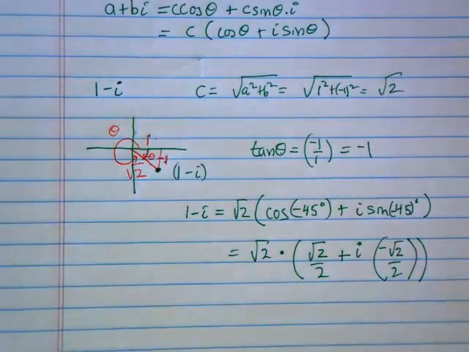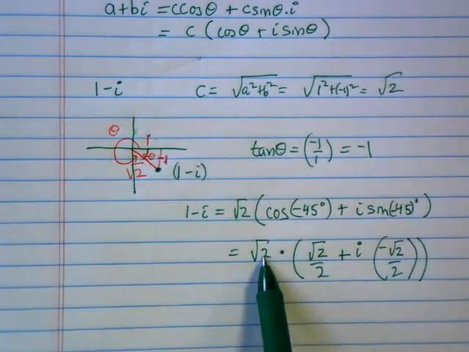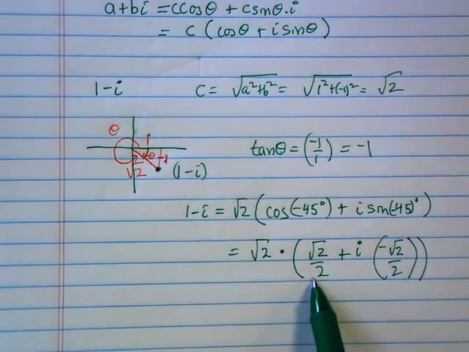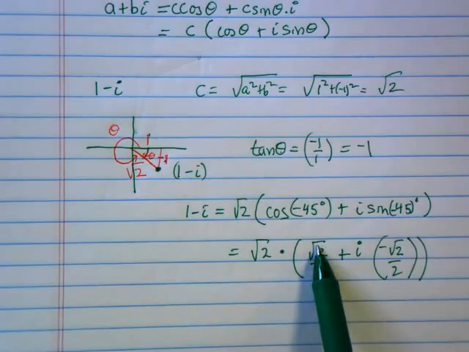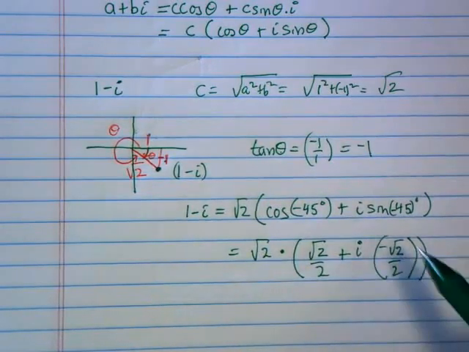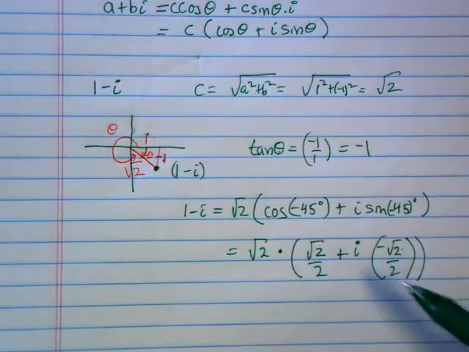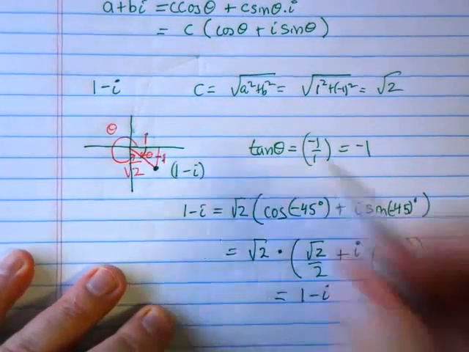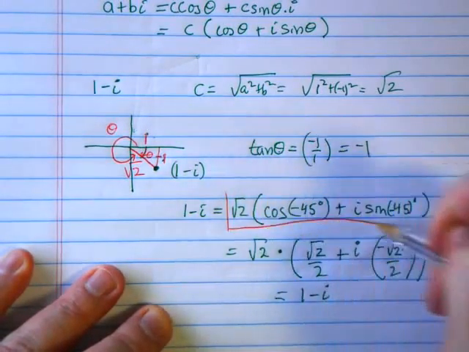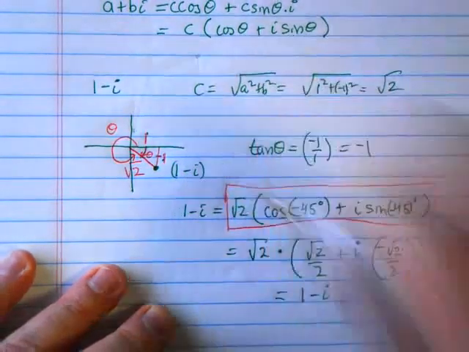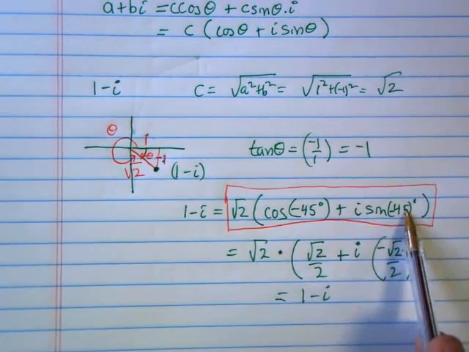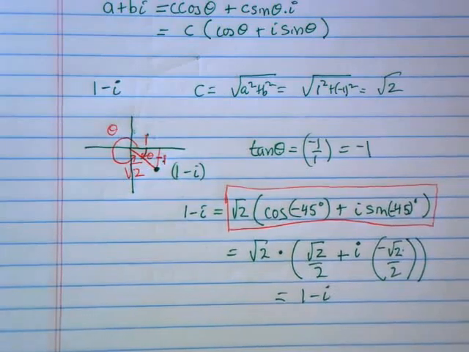And then what would happen if I took the square root of 2 and distributed it in? What's the square root of 2 times the square root of 2 over 2? 1, because square root of 2 times square root of 2 is 2. Same thing here. This is going to be reduced to 1. Notice it is the right answer because we would have 1 minus i. So asking for trigonometric form, we would write our answer that way. But I just wanted to show you that if I do the cosine and the sine, I do get right back to where I started.